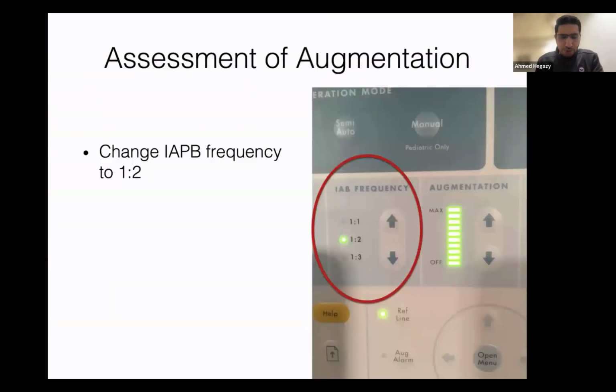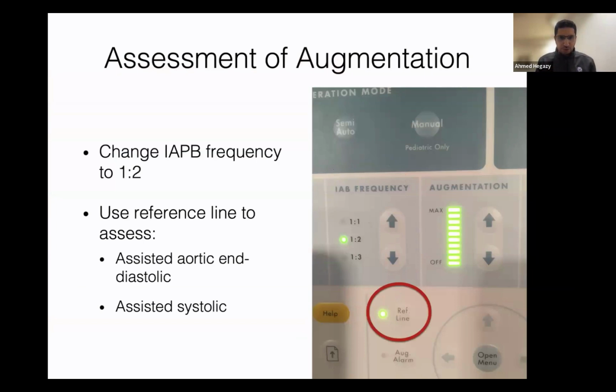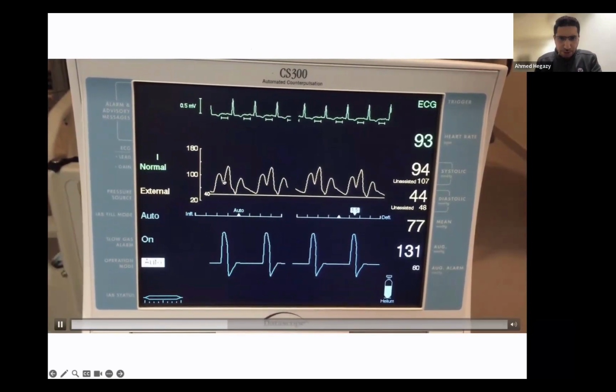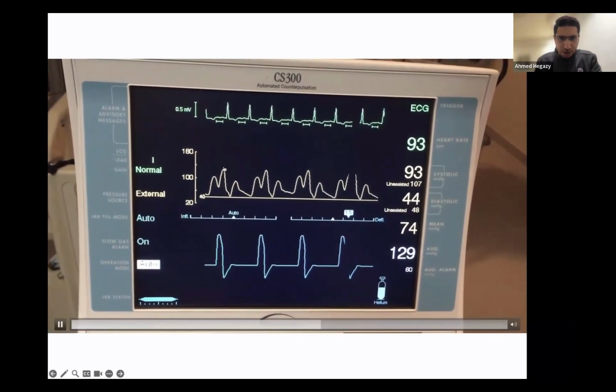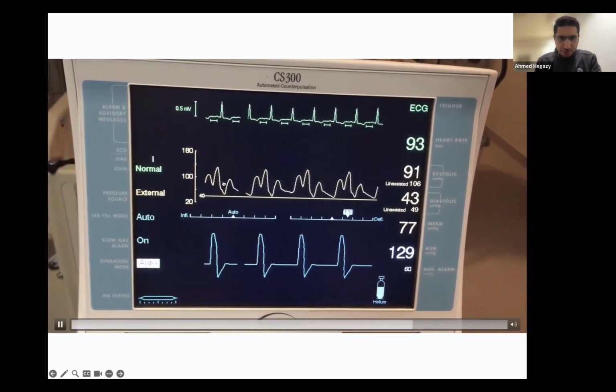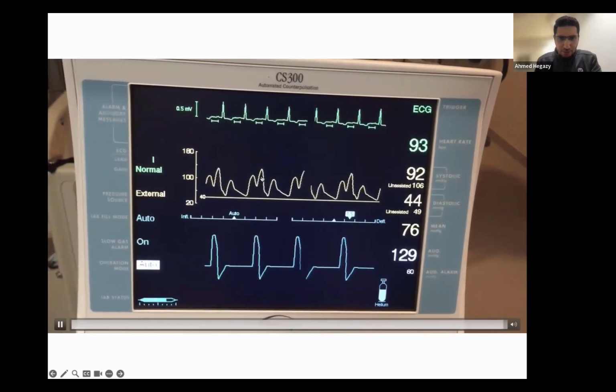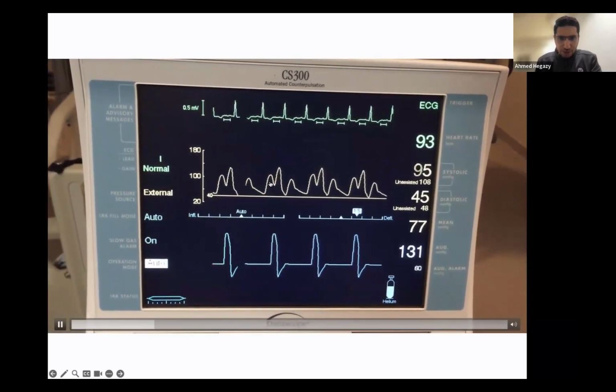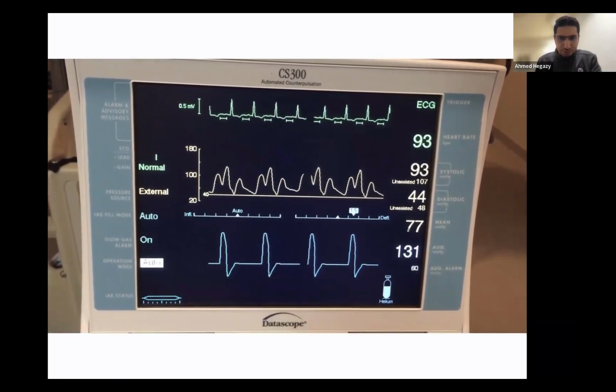The next two parameters, you'll have to change the frequency of the balloon pump to 1 to 2. And then you will take a look at the tracing. And you'll also use the reference line to assess the aortic end diastolic pressure and to assess the assisted systolic pressure. So let's see how that works. We see that the balloon pump is augmenting well. That augmentation is higher than the systolic. But right after, let's see what happens right after that deflation of the balloon.